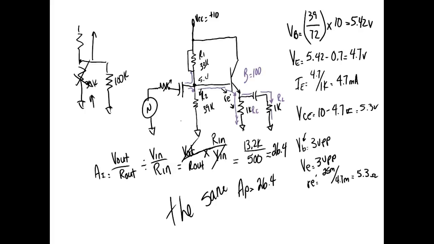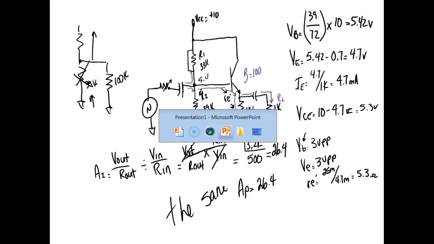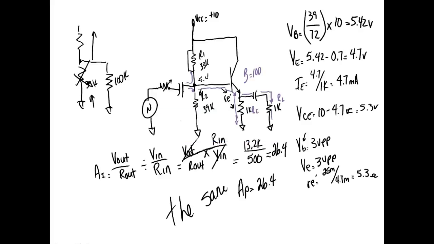So I'm going to come over here and just place a short. But let's go ahead and anticipate. So what do we anticipate is going to happen? So yeah, VB is going to go way up, right? Because we're connecting it directly to VCC, so it's got no option but to go up. In fact, it's going to go up to 10 volts.